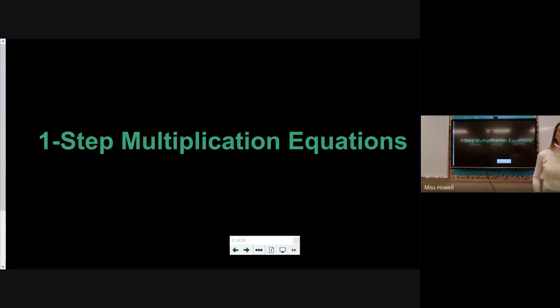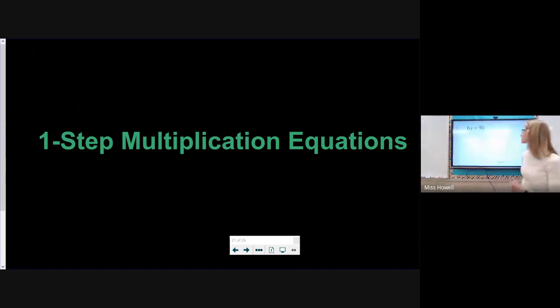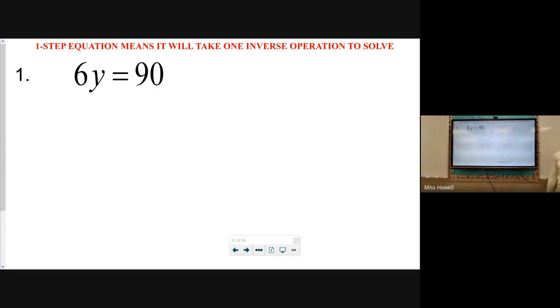All right, last section. If I'm presented originally with multiplication, I'm going to need a division to help me solve. So number 1, 6y equals 90. Now remember, number and letter directly touching, that's a times. So it might help you put that dot or something in there that reminds you. The problem I have right now is multiplication, which means my inverse of that will be a division.